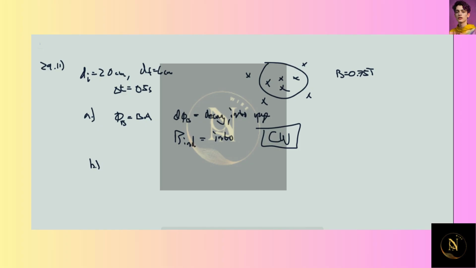Part B now asks, what is the magnitude of the average induced EMF? Well, we can just find the average here. The magnitude is just given by the change in magnetic flux over the change in time. Well, the magnetic flux is just pi r squared times B, so this becomes B times pi, d final over 2 squared, minus pi, d initial over 2 squared, all over delta t.